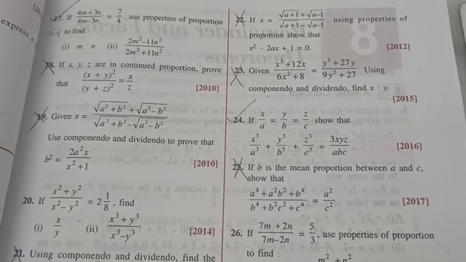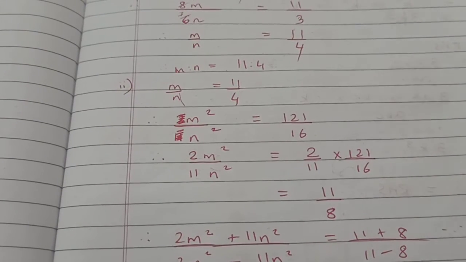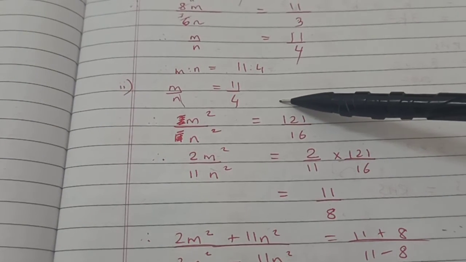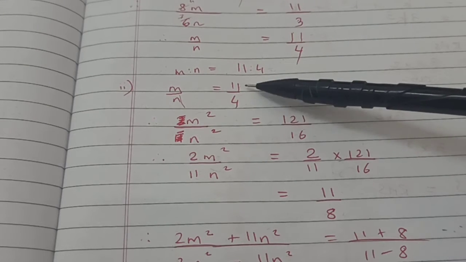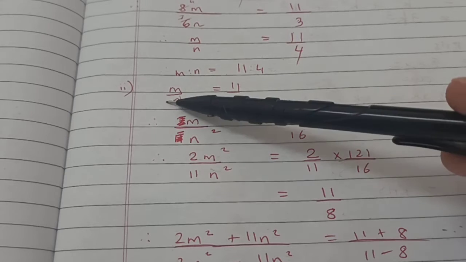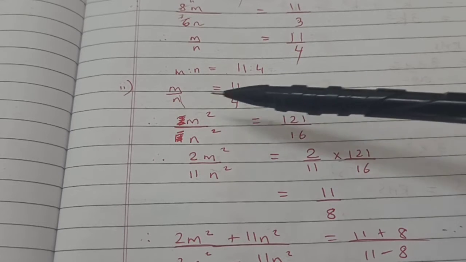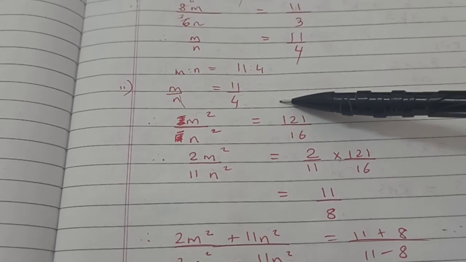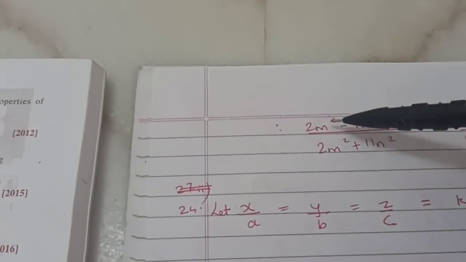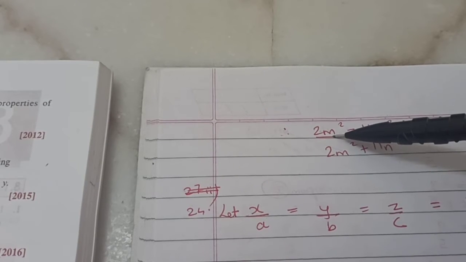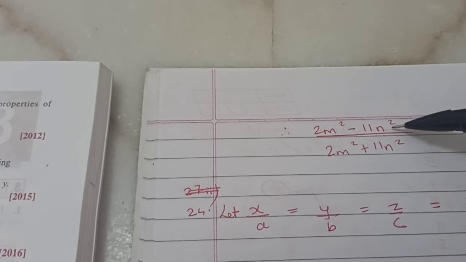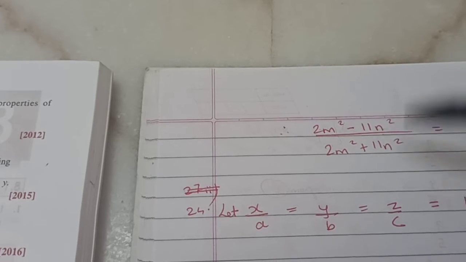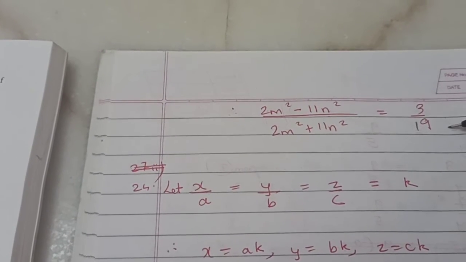Next, 24th sum. But before that, let me tell you another method which I don't like, but you can use it to solve this Roman number 2. If I have m upon n is equal to 11 upon 4, you can assume m to be equal to 11x and n to be equal to 4x. And then in the given question, substitute m as 11x, square will be there, and n as 4x, and solve. And x will get cut in the end, and you will get 3 upon 19 as the final answer.